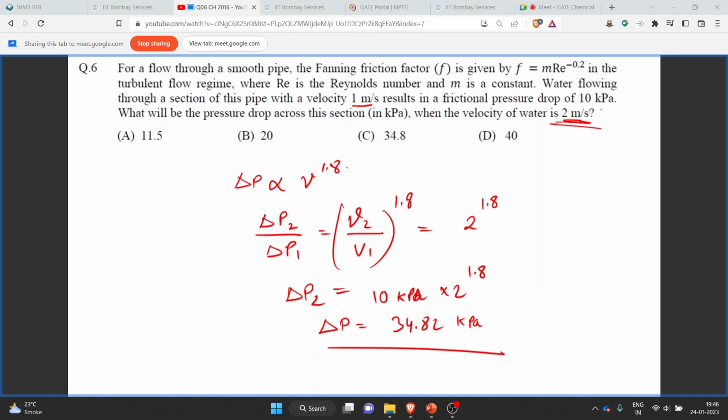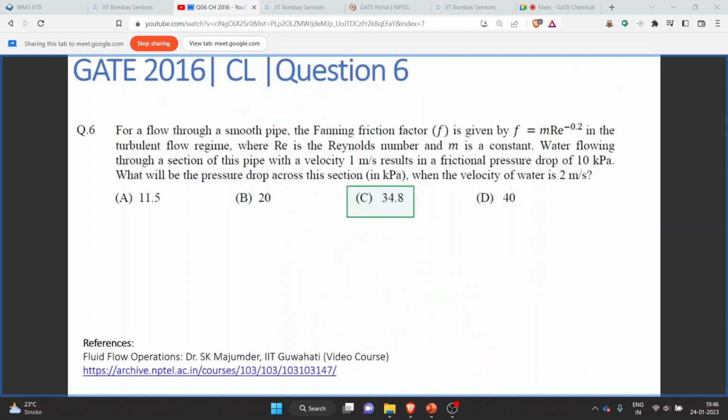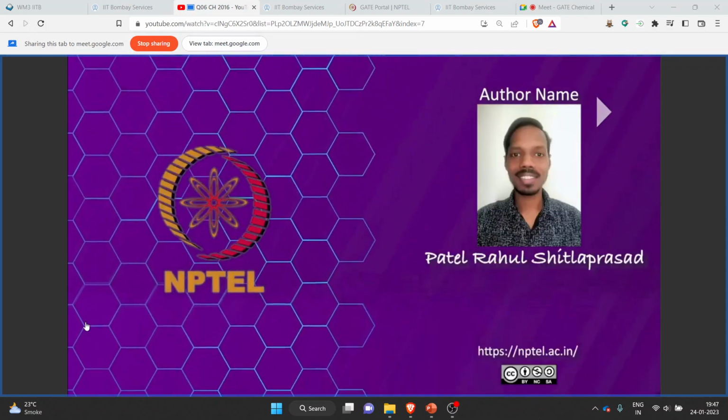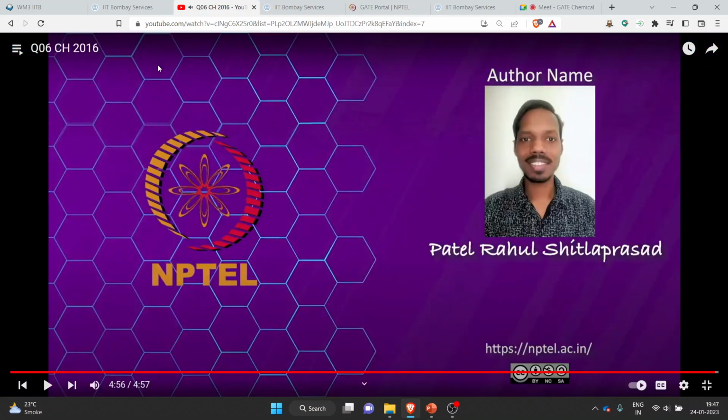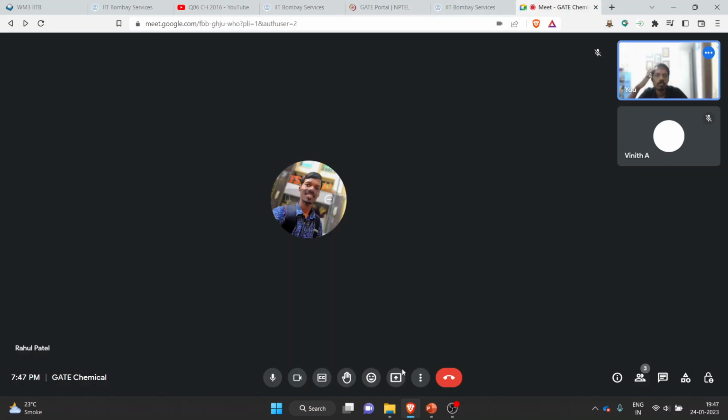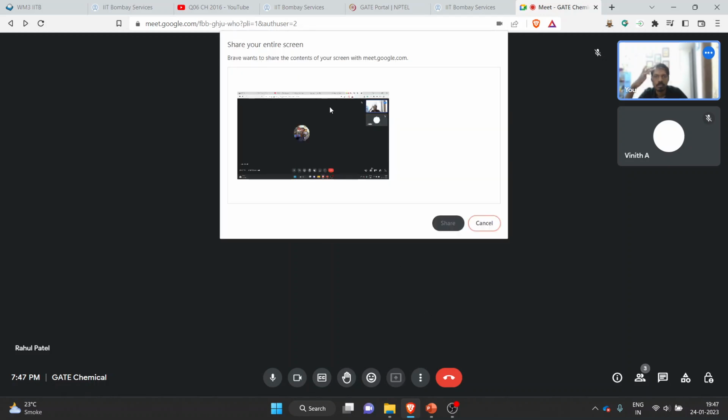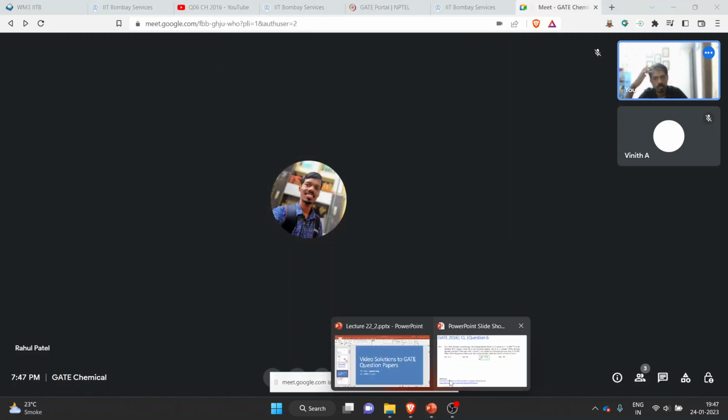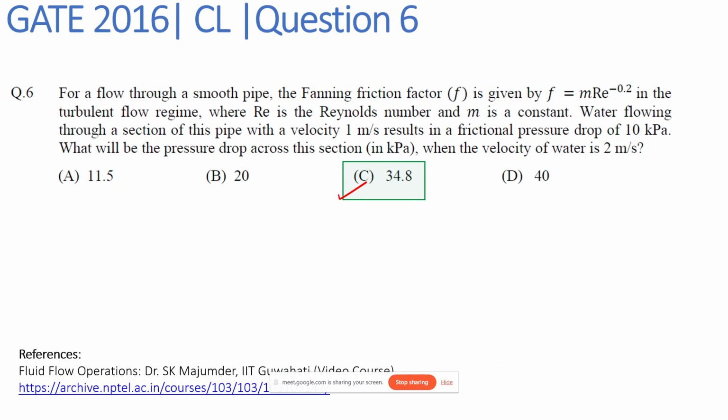So the pressure drop when the velocity of water is 2 meter per second is 34.82 kilopascal. So we can select option C from the given options as the correct answer. So in this question, we calculated the Fanning friction factor for the turbulent flow given by this correlation, and then utilized it to calculate the frictional pressure drop for the given velocity.